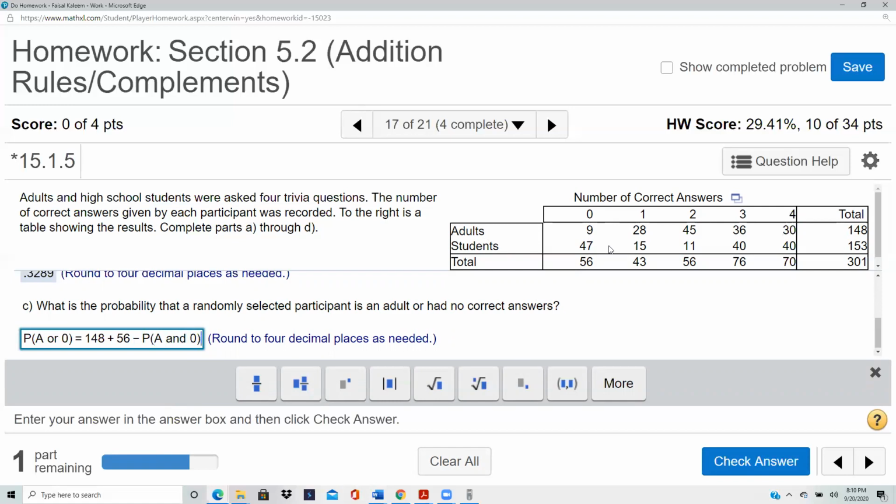So it's just like the same thing that we were doing before. In these two sums we have counted 9 twice, so you subtract it off once. And that totals to 195. So 195 divided by 301 is 0.6478.